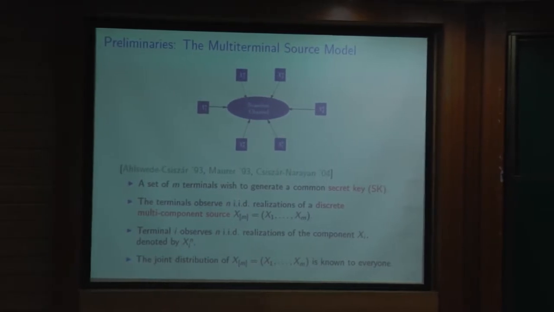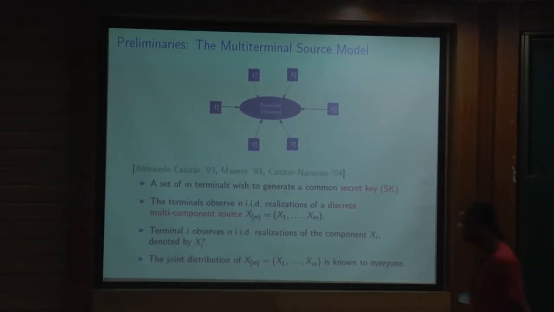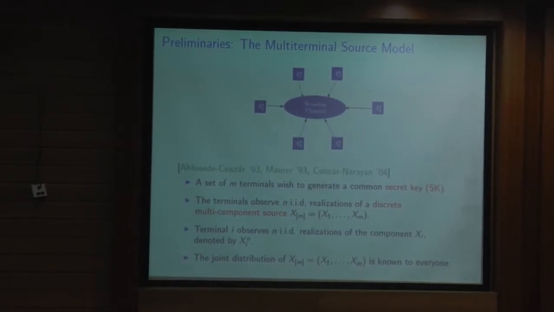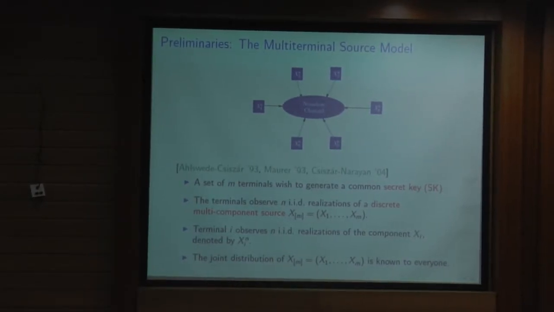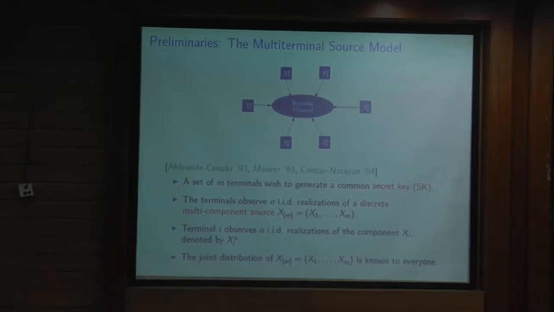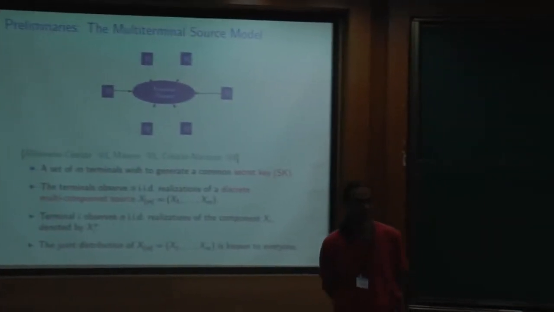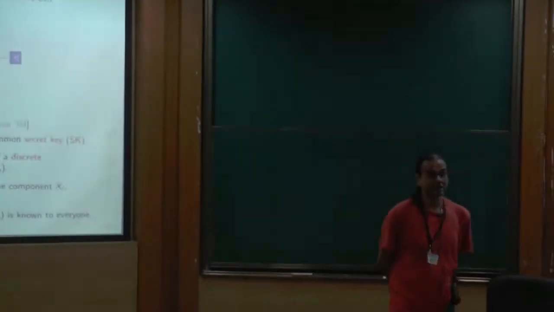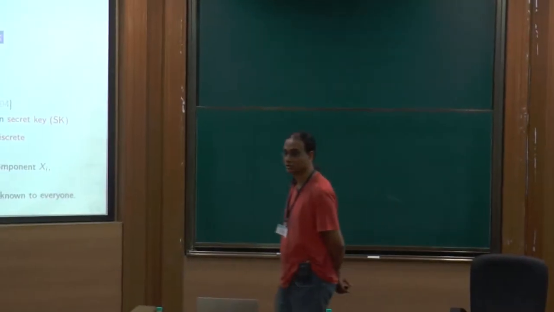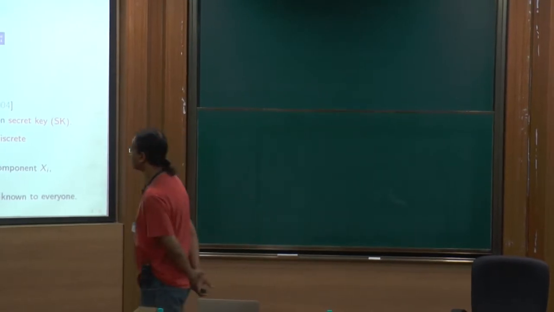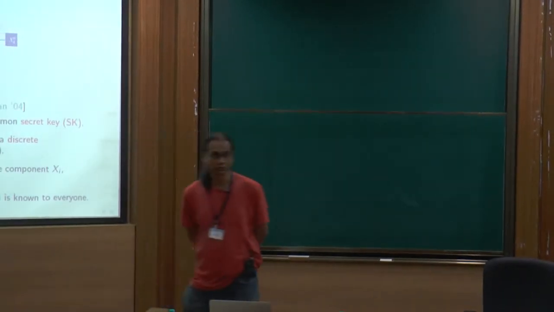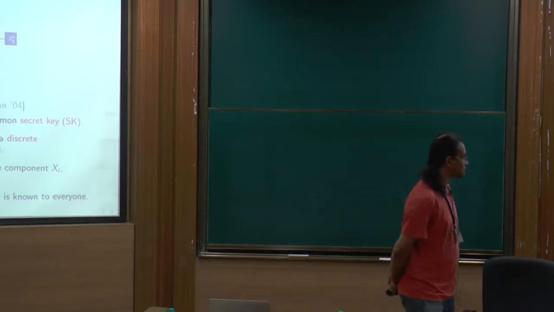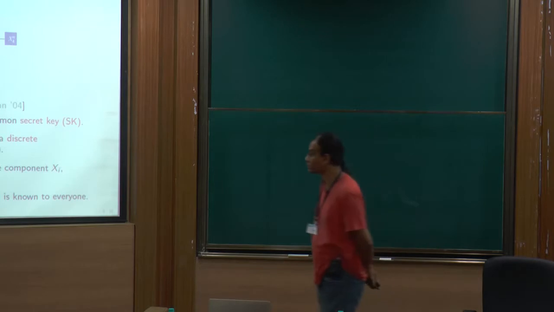So the basic setup is that it's a purely information theoretic setup. We have m terminals who wish to generate a common secret key among themselves. There's a source with m components, which has some joint distribution, and the terminals observe n i.i.d. realizations of the source. Each terminal observes n i.i.d. realizations of its own component, and the joint distribution of the source is known to everybody.